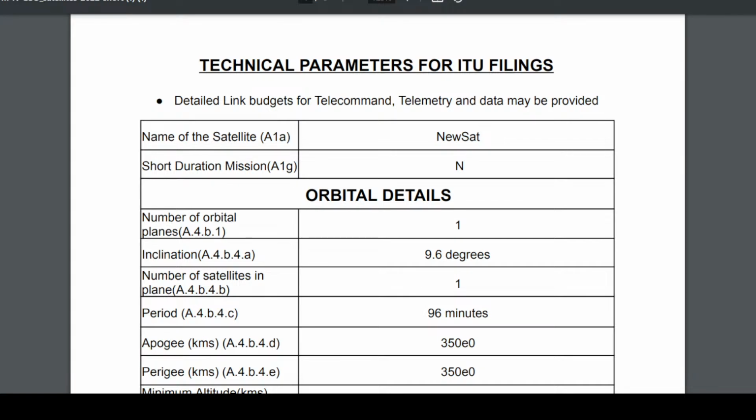Frequency coordination form 15 minutes, then displaying the database in detail 15 to 20 minutes is 30 minutes. Okay.